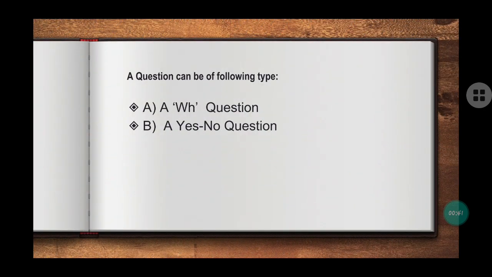Now the questions can be of two types. A. The WH questions, where you use the words where, what, when, how, which. And the second type is the yes-no question. Yes-no questions generally begin with an auxiliary, and the answer to which will always be yes or no. The other word for yes or no questions is the rhetorical question.